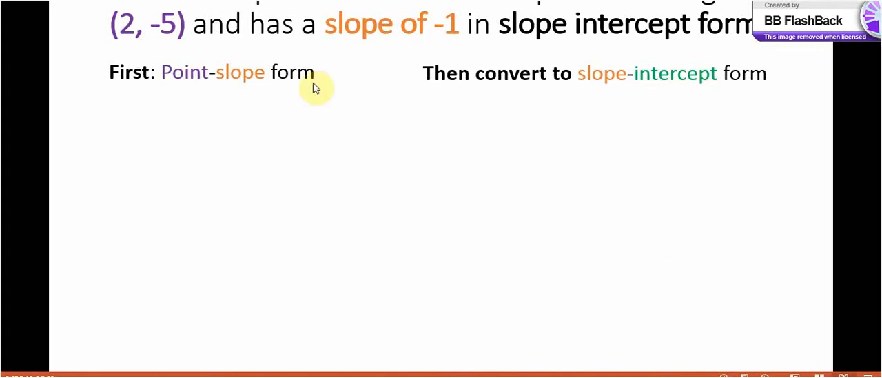First, we're going to put it in point-slope form. Second, we're going to convert to slope-intercept. So, for point-slope form, we need three things. First thing is a point. Second thing is a slope. Third thing is the form.